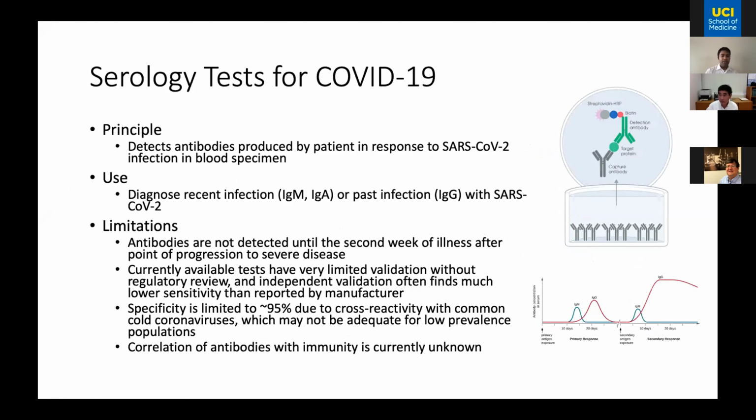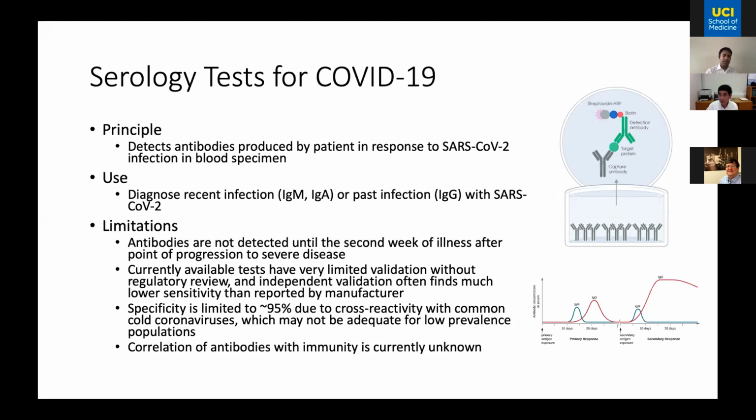These serology tests detect antibodies produced by the patient in response to SARS-CoV infection from blood. There are antibodies to diagnose recent infection, IgM or IgA, or past infection, IgG. In an ideal situation, this is used to determine if someone has already been infected with COVID-19 at some point in the past.